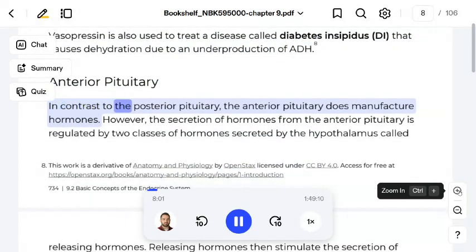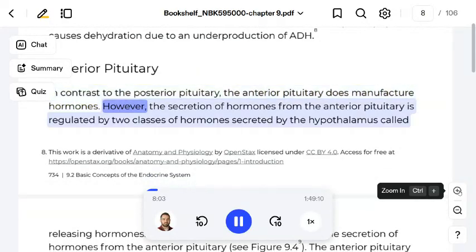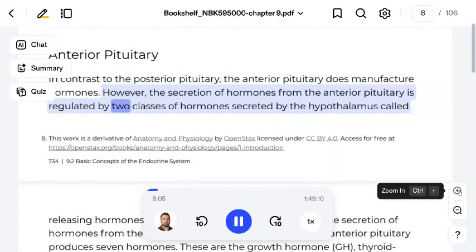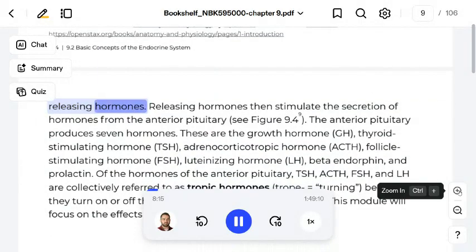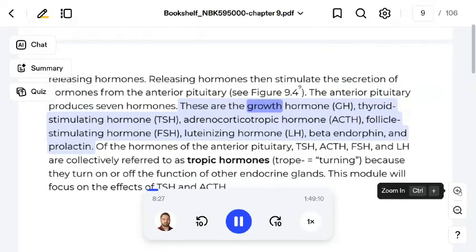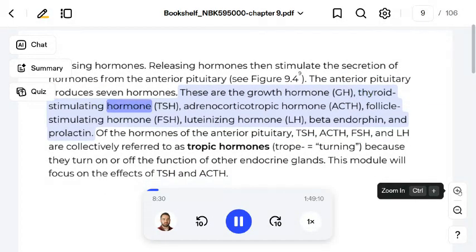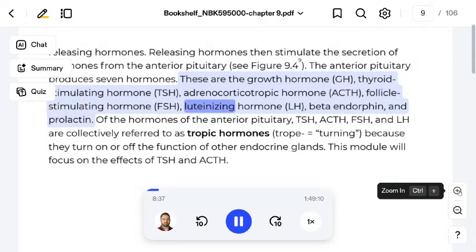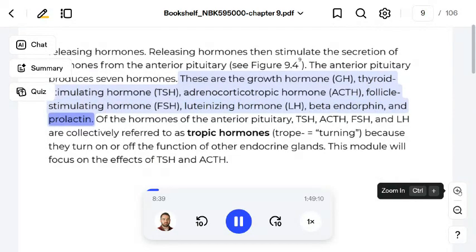Anterior pituitary. In contrast to the posterior pituitary, the anterior pituitary does manufacture hormones. However, the secretion of hormones from the anterior pituitary is regulated by two classes of hormones secreted by the hypothalamus called releasing hormones. Releasing hormones then stimulate the secretion of hormones from the anterior pituitary. The anterior pituitary produces 7 hormones. These are the growth hormone, thyroid-stimulating hormone, adrenocorticotropic hormone, follicle-stimulating hormone, luteinizing hormone, beta-endorphin, and prolactin.